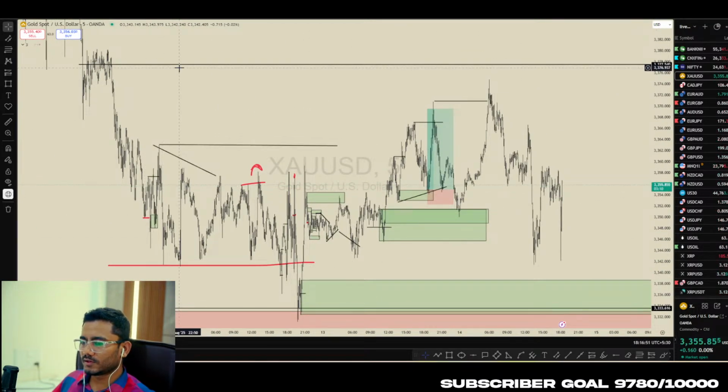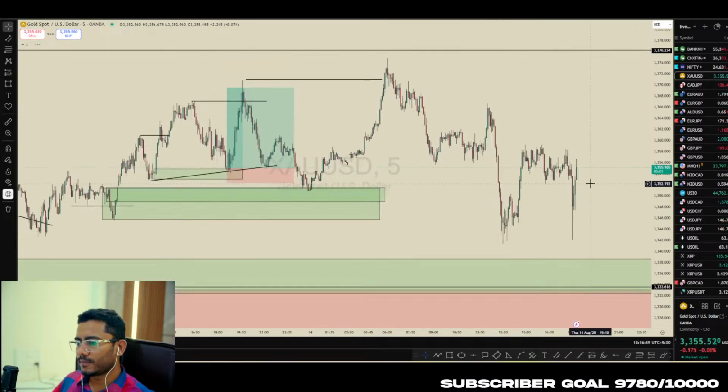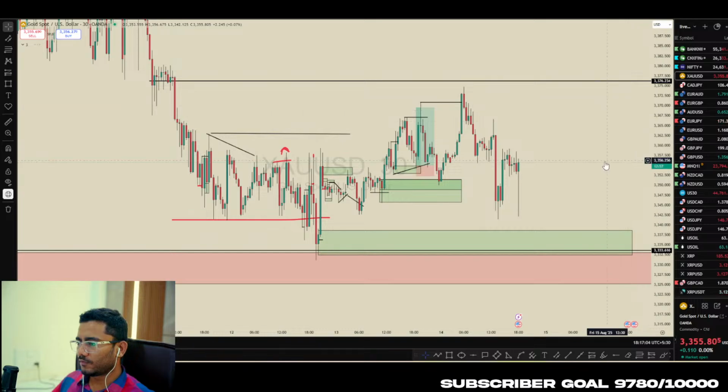Second target was my next area, but then price went and created this trend line liquidity again. Price tapped this breaker block. Again, this was in profit. So let's wait for the new setup formation.